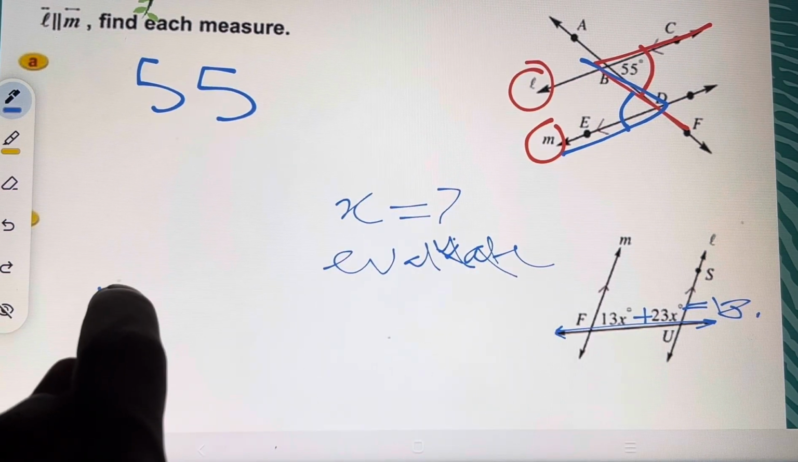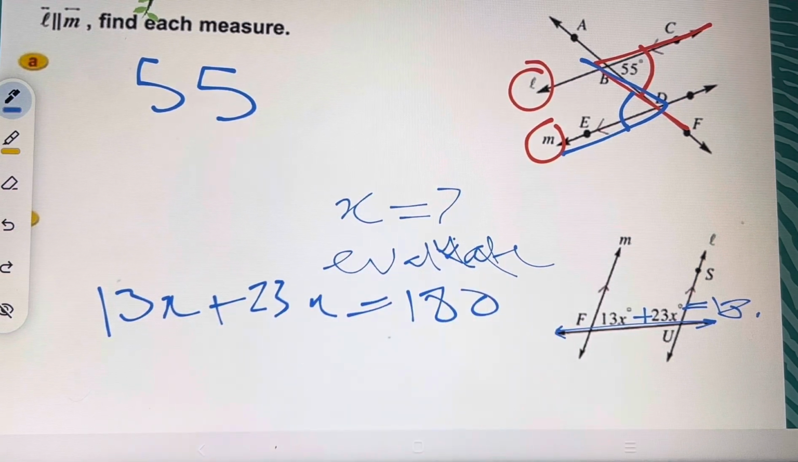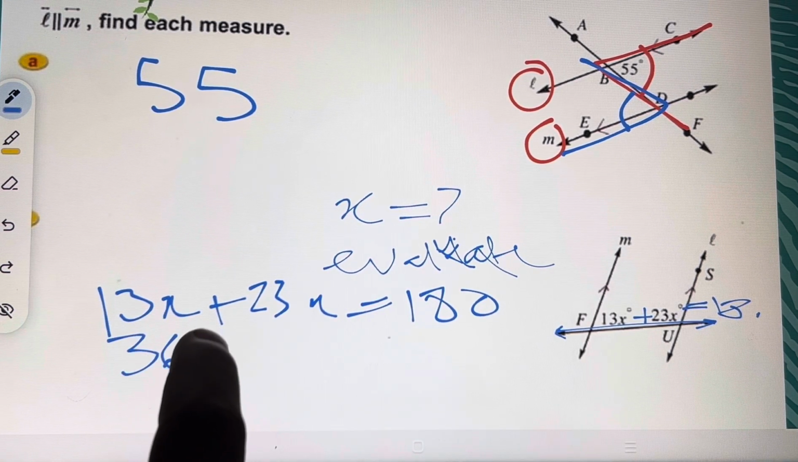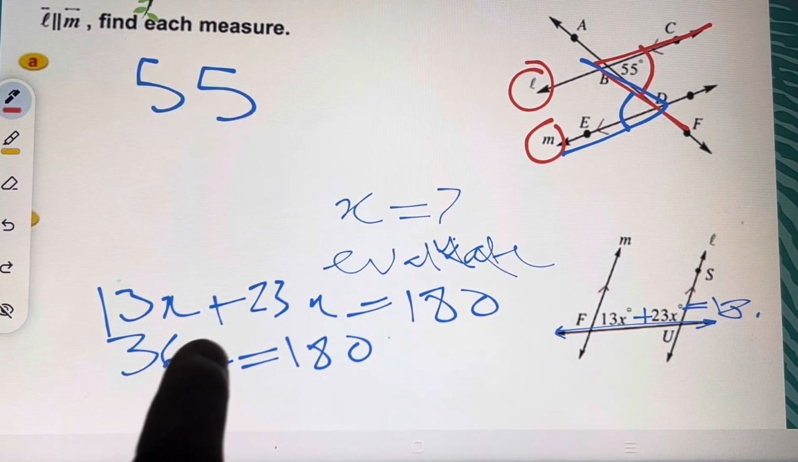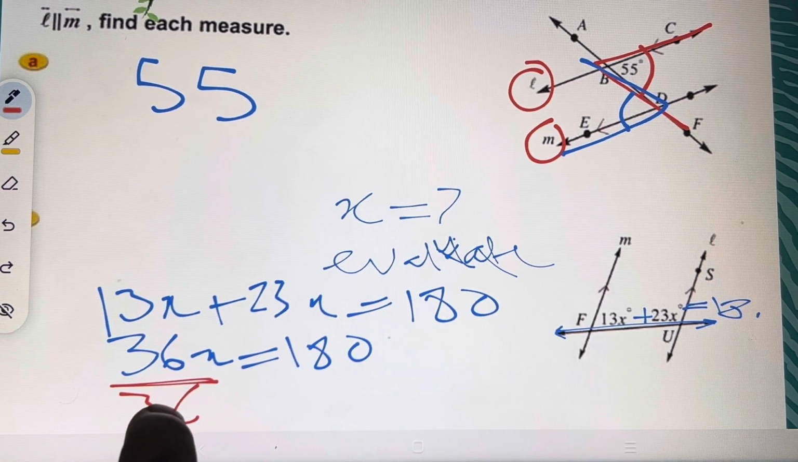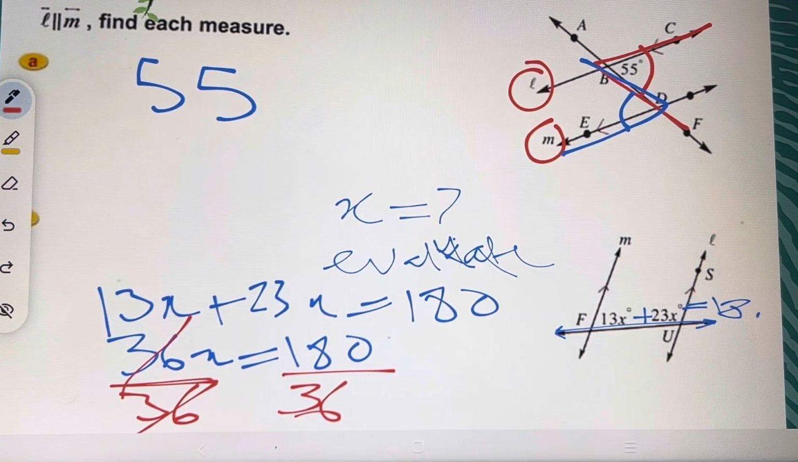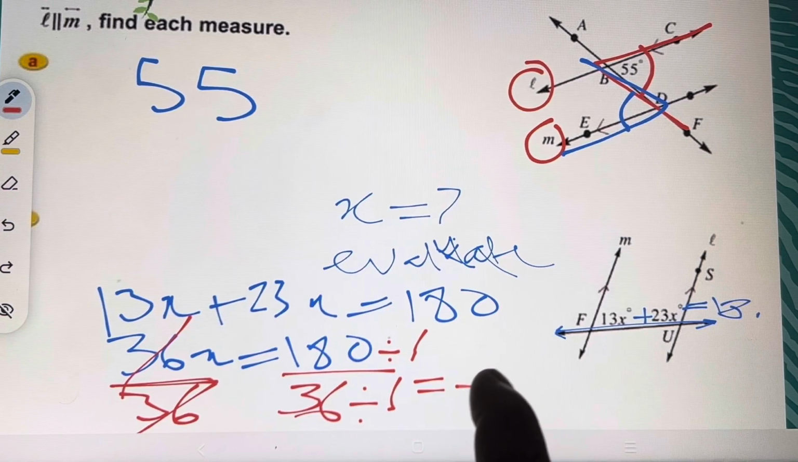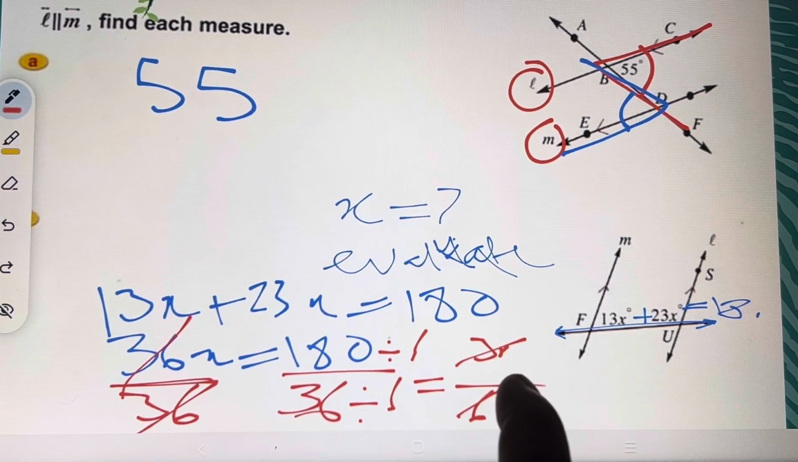Now, 13x plus 23x equals 180. All right, 13 plus 23, how much am I going to get? I'm going to get 36x equals 180. Now, I have to find x, so I'm going to do division. I've got multiplication, so I do division. Divide both sides by 36. Now, both of them I can divide by 6. For the denominator, I'm going to get 6. For the numerator, I'm going to get 30. Now, 30 divided by 6, I'm going to get 5.